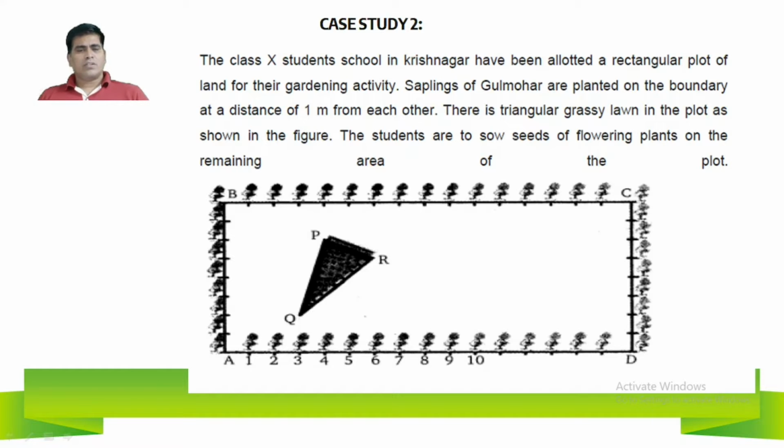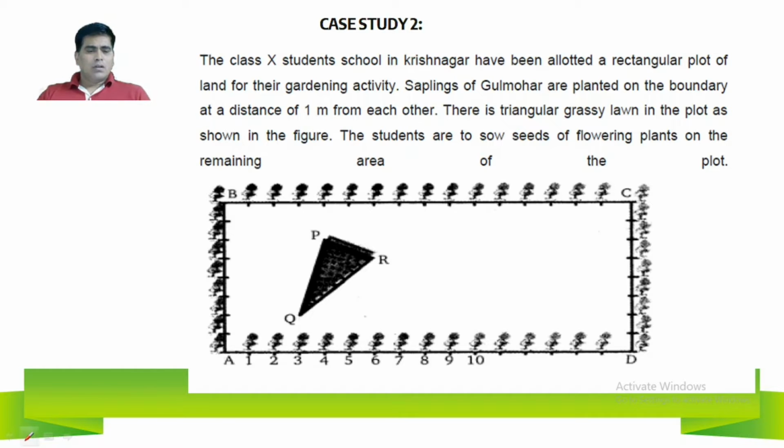Let's read the question. The class 10 students of a school in Krishna Nagar have been allotted a rectangular plot of land for their gardening activity. Saplings of gulmohar are planted on the boundary at a distance of 1 meter from each other. There is a triangular grassy lawn in the plot as shown in the figure. The students are to sow the seeds of flowering plants on the remaining area of the plot.